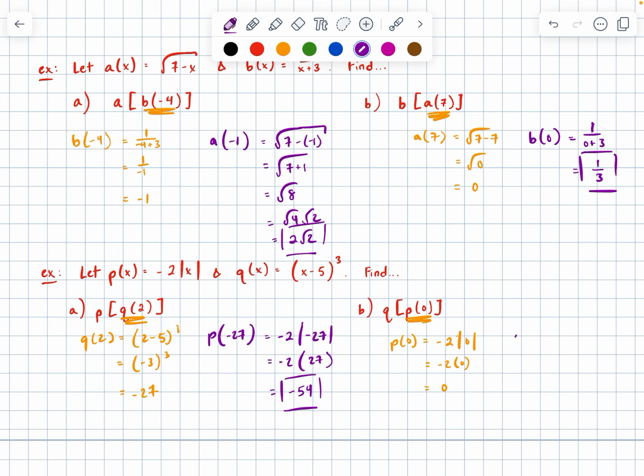Last but not least, I just need to now find q of the output value of p, which we just found was 0. q of 0 would be the quantity 0 minus 5 cubed. Well, 0 minus 5 is negative 5, and if I cube negative 5, I get negative 125 as the value of my composite function. Congratulations, you now know everything that you need to know about composite functions.